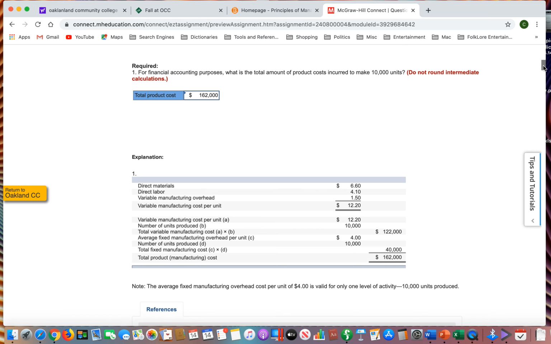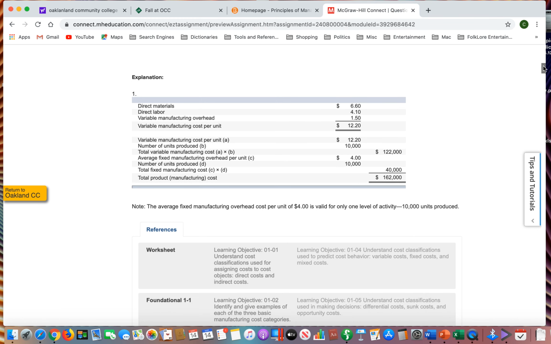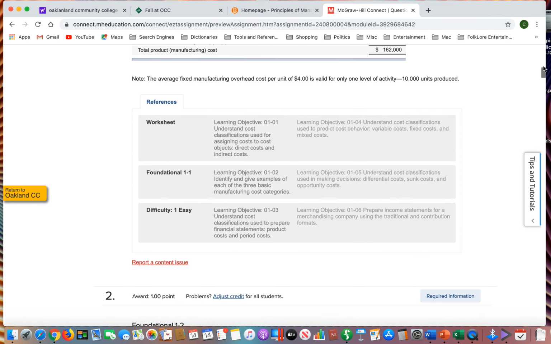And this little note here: the average fixed manufacturing overhead cost per unit of $4 is valid only for one level of activity, 10,000 units produced. That's very important to keep in mind, as you'll see later on. The $4 applies when 10,000 units are produced. Okay? So let's go to our next question.